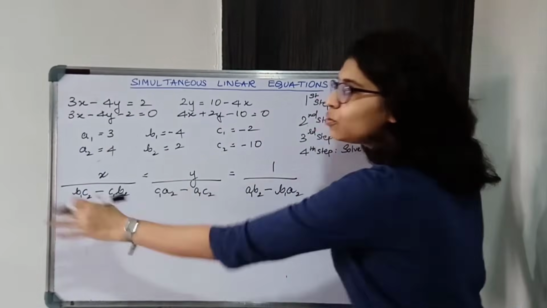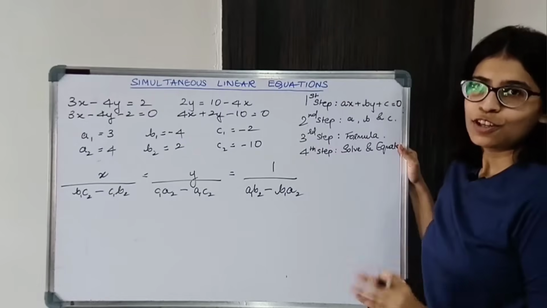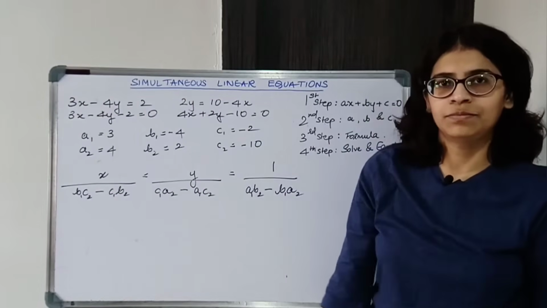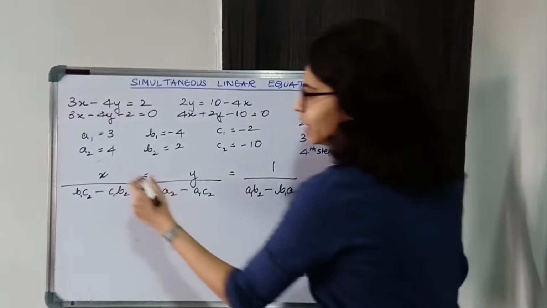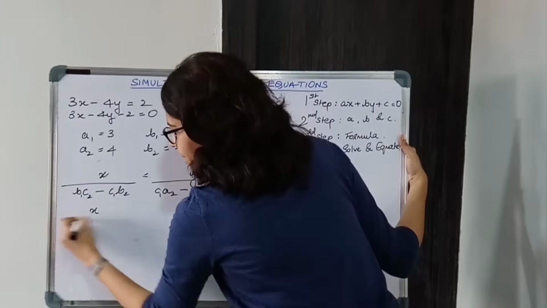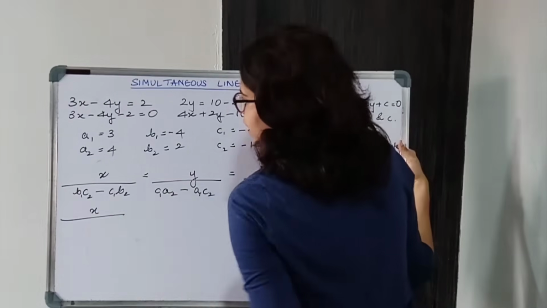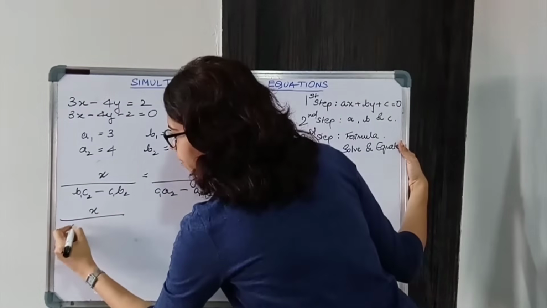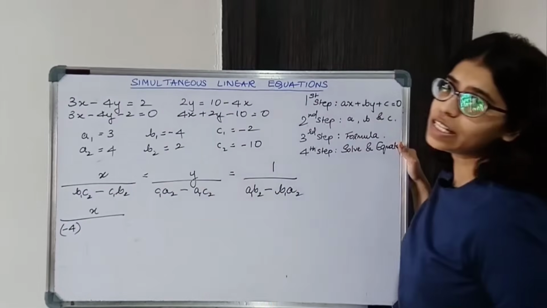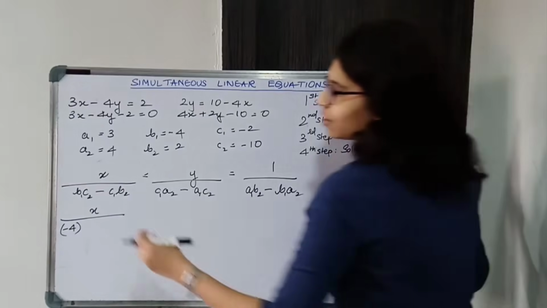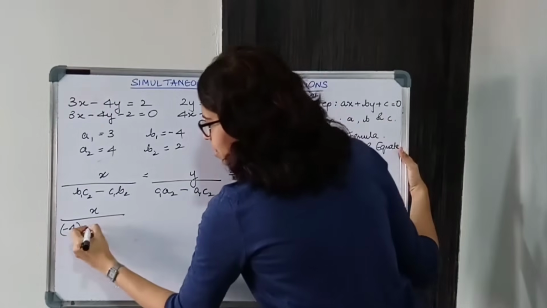Now you just need to substitute the values and solve. So it's very easy. This is the way you can remember the formula. Okay, now we will substitute the values and find out the values of x and y. Okay, so B1 is minus 4. Be very careful while substituting. If you make one mistake, your answer will go wrong. C2 is minus 10.